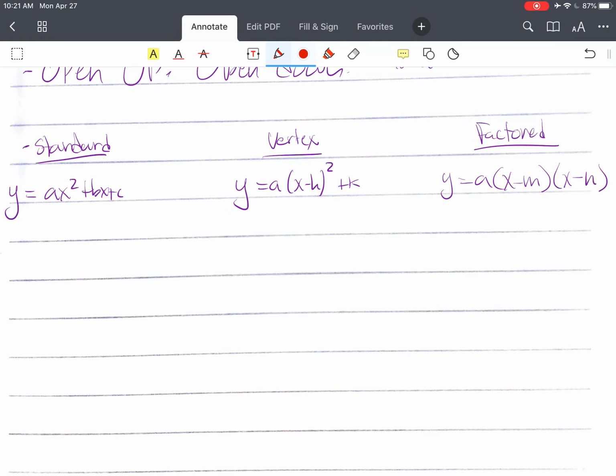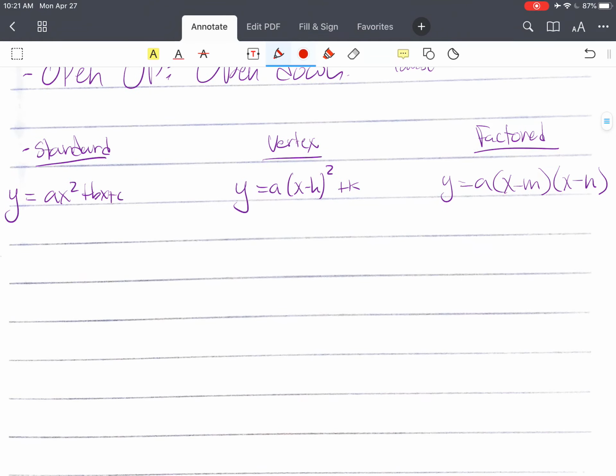And I'll use a different color actually. So for all of these, it's going to be kind of hard to write it down. That's fine. Imagine there's like a space right here, right? A tells you if the graph opens up or down.